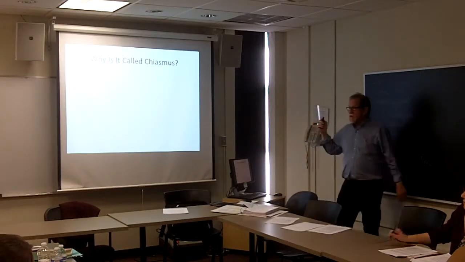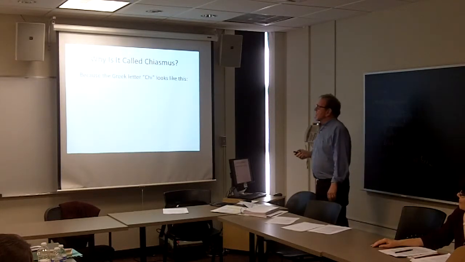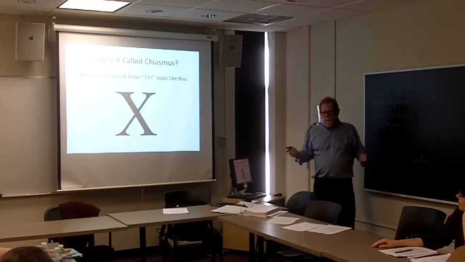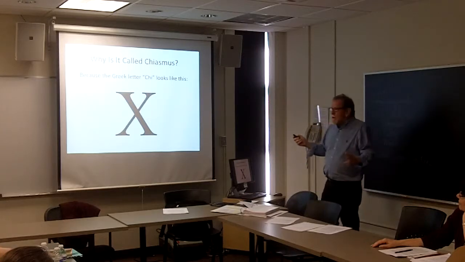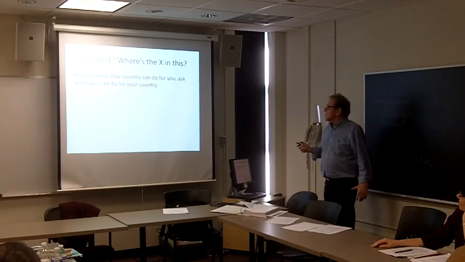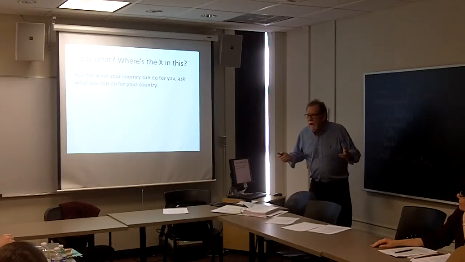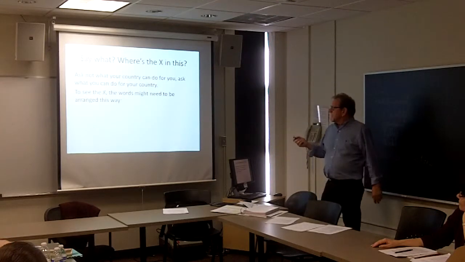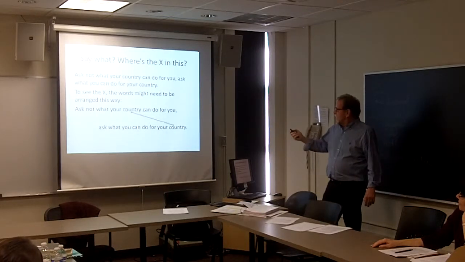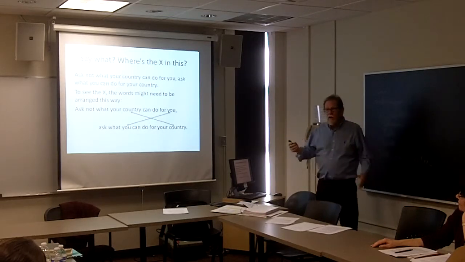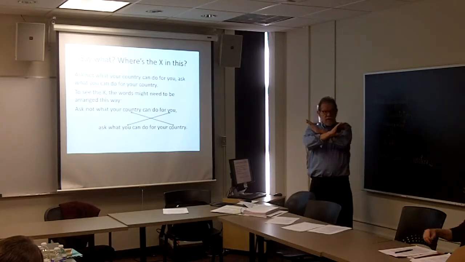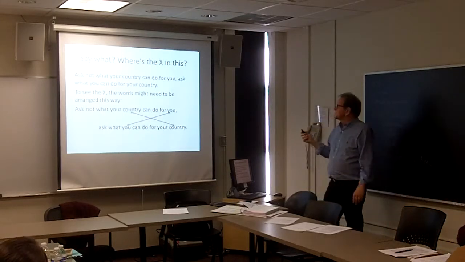So, why is it called chiasmus? Because the Greek letter chi looks like this, all right? But wait a minute. That does not yet make sense to me. So where's the X in this? Ask not what your country can do for you, ask what you can do for your country. I'm not seeing an X. To see the X, you might need to lay it out this way. So now, that and that are arranged in this X pattern. So that's why this figure is called chiasmus.